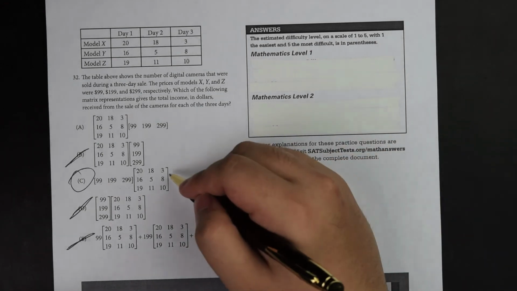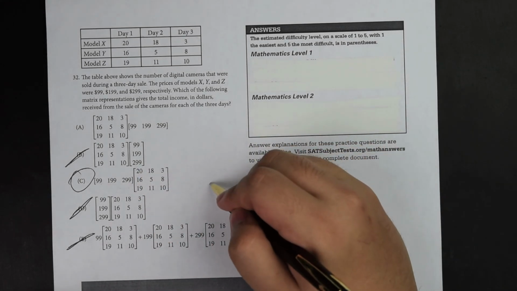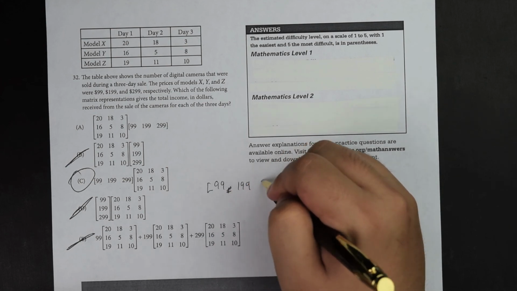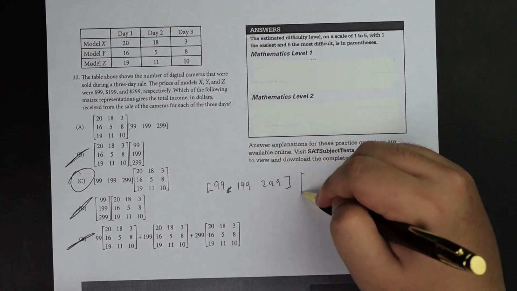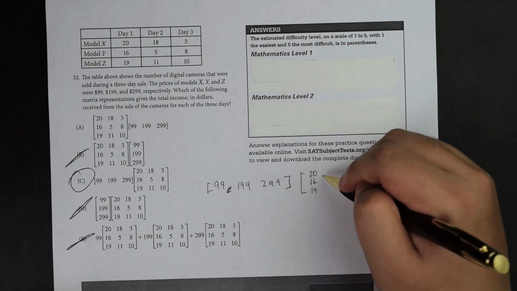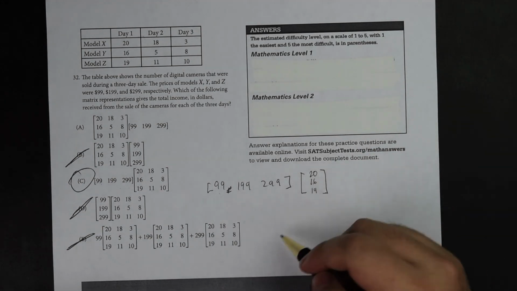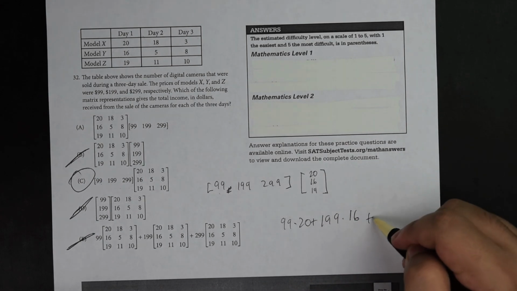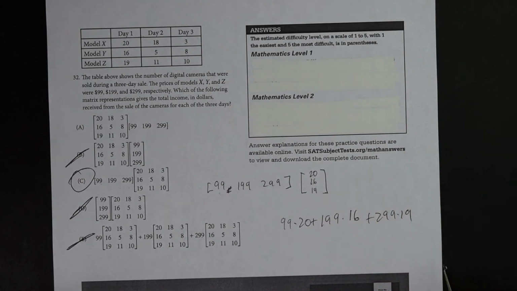For example, if I just concentrate on this portion right here, the 99, 199, 299, and I take this specific column, 20, 16, 19, what's going to happen is there's going to be 99 times 20 plus 199 times 16 plus 299 times 19. And so this will automatically give me the necessary pricing that I want, to eventually get to the total income.